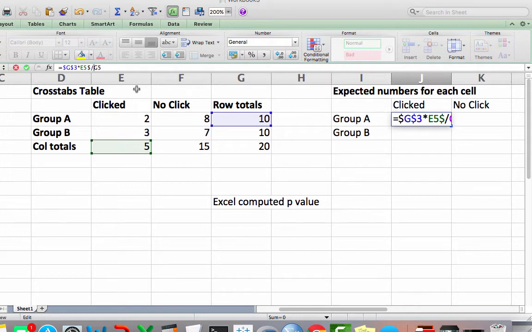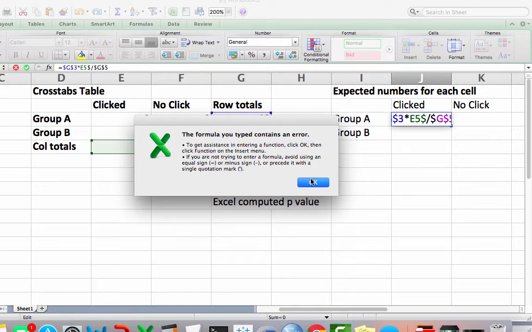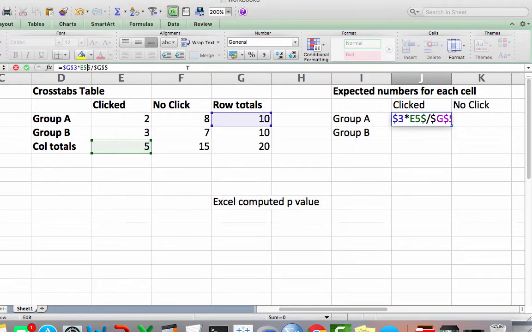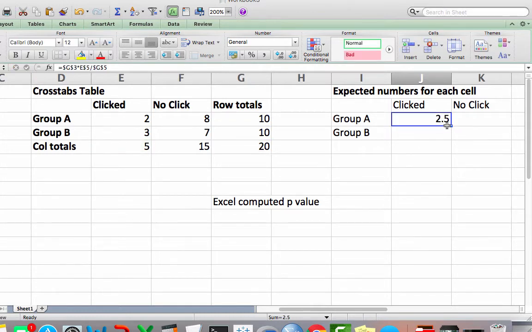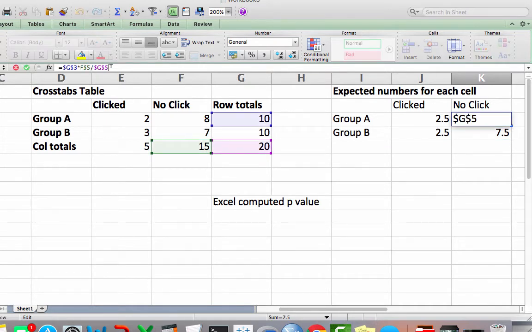The grand total will never change. So whoops, the formula I typed contains an error. Oh, I put the dollar sign after the 5. There we go. So that should be 2.5, 7.5, and 2.5 and 7.5 again. Okay, so it looks like that worked. If we click on these various ones, we are getting the corresponding proper ones. Okay, that's correct.